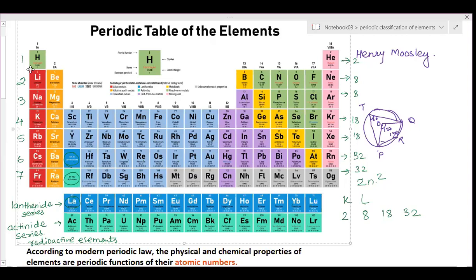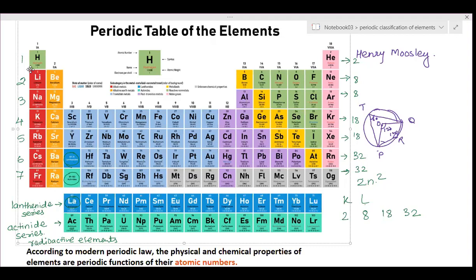Ma'am, the lanthanide series and the actinide series, are they both under the third group? Yes, lanthanides and actinides are under the third group. Lanthanides are present in the third group, sixth period. A whole 18 elements fit into this third group position, so you are not supposed to place them separately. That position is finalized.